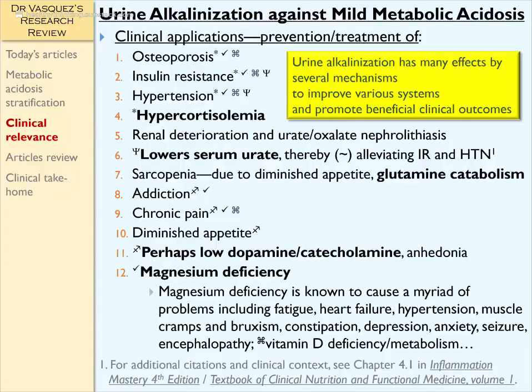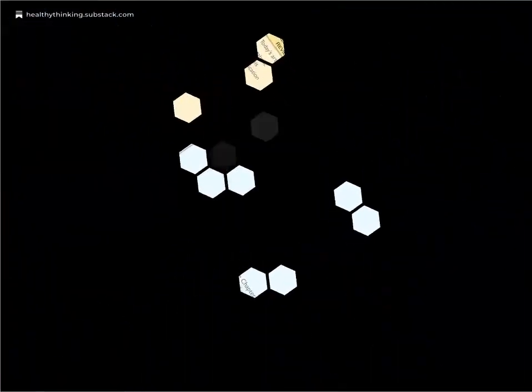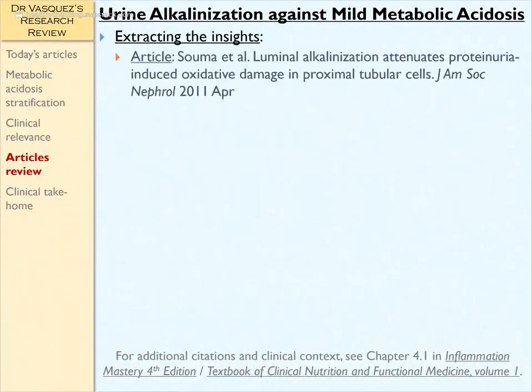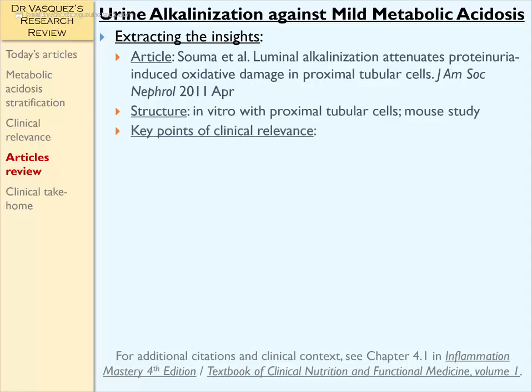So now let's dive into the review of those 4 specific articles that I listed previously. We're going to start right now looking at this article, Luminal Alkalinization Attenuates Proteinuria-Induced Oxidative Damage in Proximal Tubular Cells. You can see this was published in the Journal of the American Society of Nephrology in 2011. This is an in vitro study with proximal tubular cells, and it was followed by a mouse study.